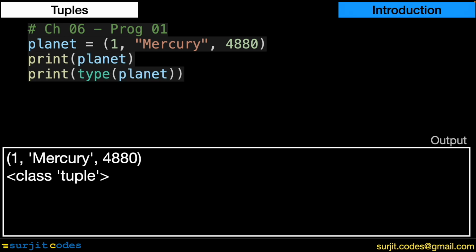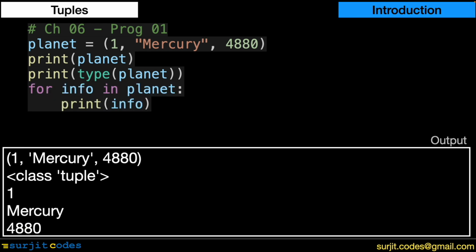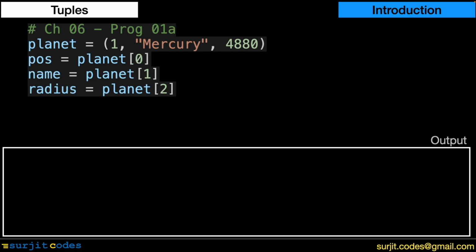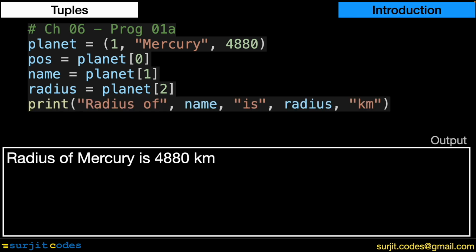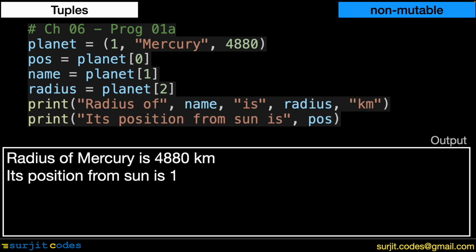We can print a tuple and its type. Tuple is iterable, so we can process its items one by one. Tuple is an ordered data, so we can refer to its data items by their indices. Print statements give these lines. However, we cannot change the value of an item of a tuple because tuple is not a mutable data type, nor can we increase the number of items of a tuple.